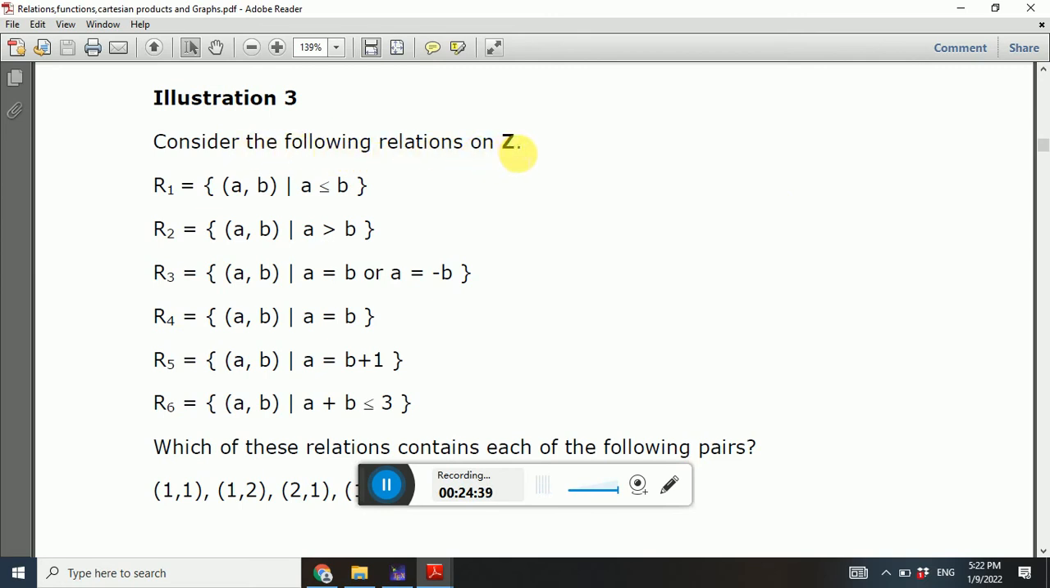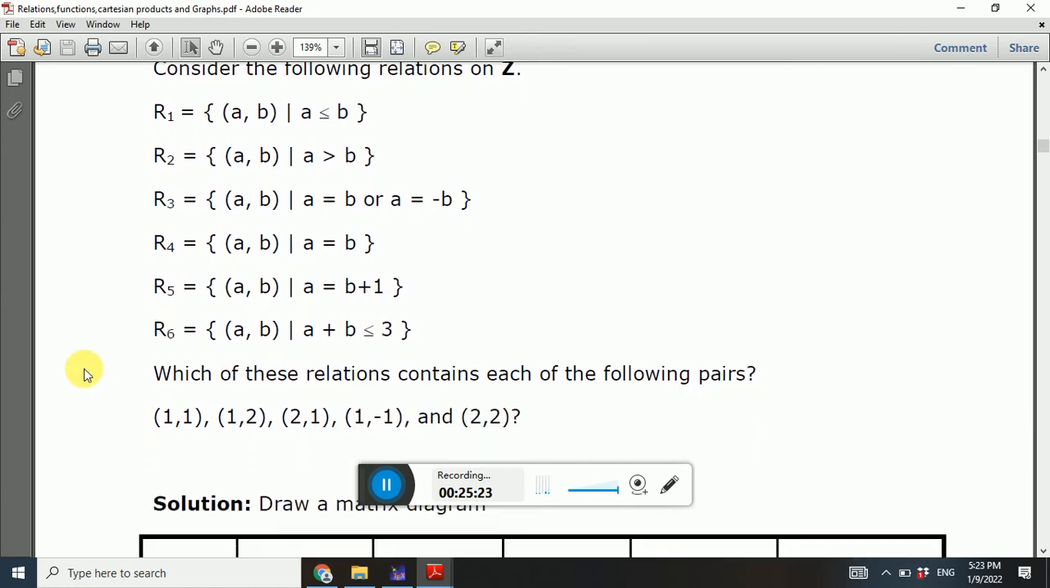Consider the following relations on Z. We have R1 as a relation consisting of elements (A, B) such that A is less than or equal to B. R2 has (A, B) such that A is greater than B. R3 has (A, B) such that A equals B, or A equals negative B. R4 has elements (A, B) such that they are equal. R5 has elements (A, B) such that A is equal to B plus 1, and so on.